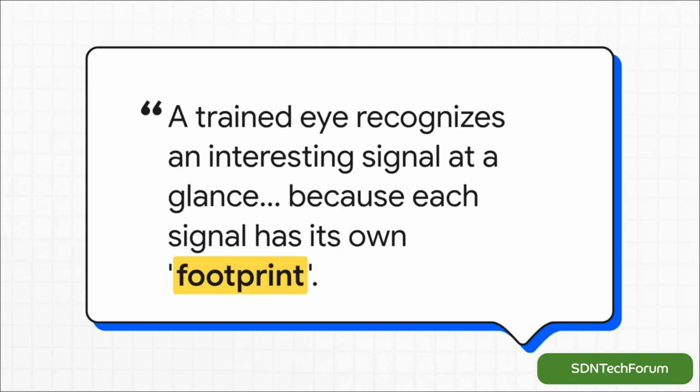And this quote just nails the power of the waterfall. You actually start to learn that different kinds of signals have their own unique visual signature, their own footprint. An FM radio station looks totally different from a weather satellite, which looks nothing like Morse code. You're not just listening anymore, you're visually identifying secrets hiding in the static.